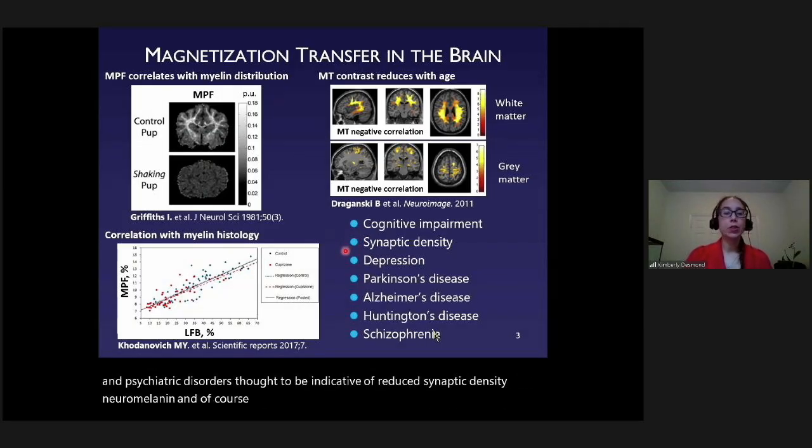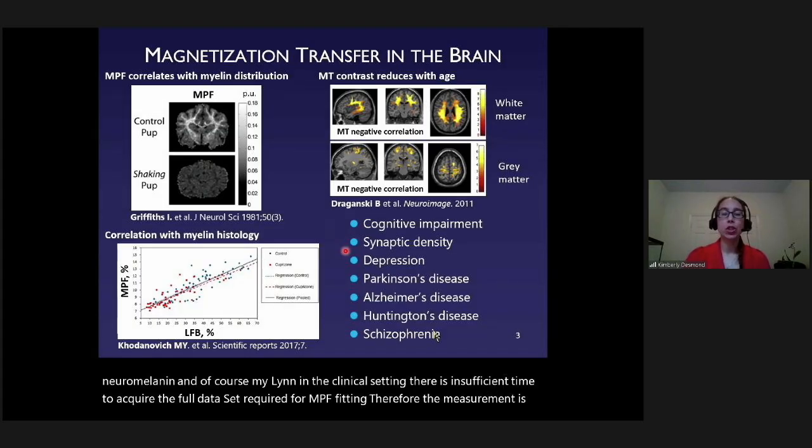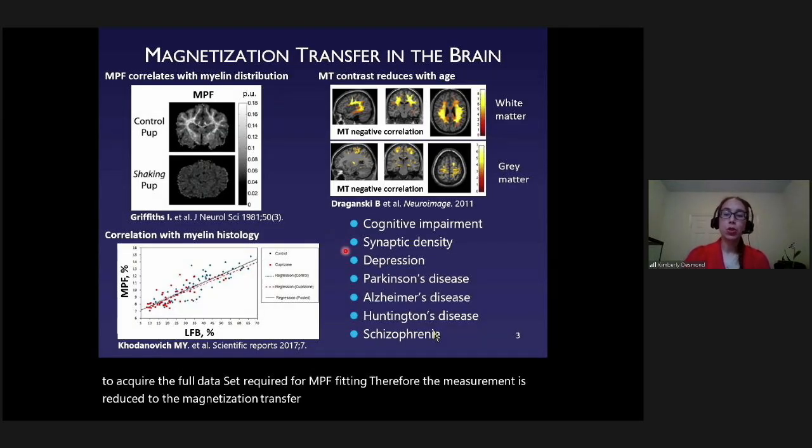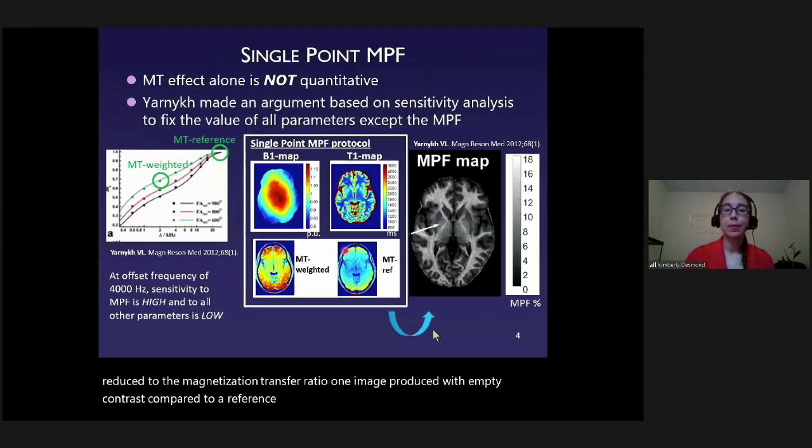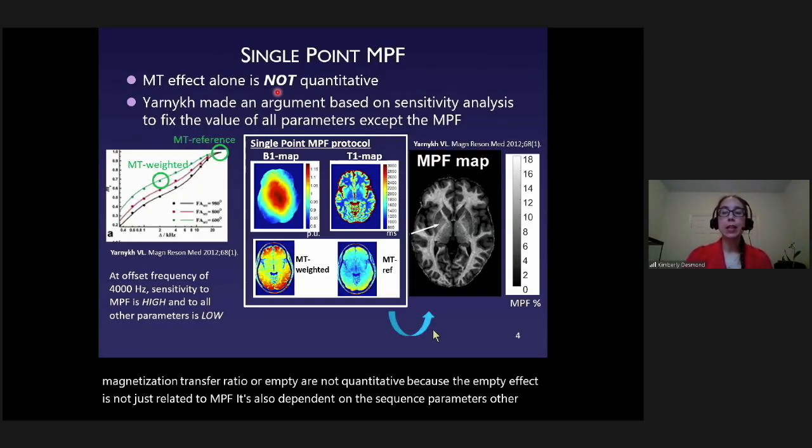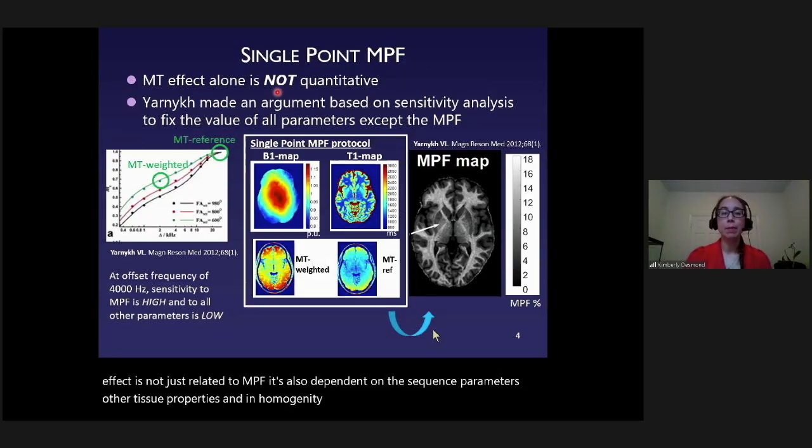In the clinical setting, there is insufficient time to acquire the full dataset required for MPF fitting. Therefore, the measurement is reduced to the magnetization transfer ratio, one image produced with MT contrast compared to a reference image without MT. But measurements made solely on the size of the MT effect, such as magnetization transfer ratio, or MTR, are not quantitative, because the MT effect is not just related to MPF. It's also dependent on the sequence parameters, other tissue properties, and inhomogeneity in the transmit field B1.